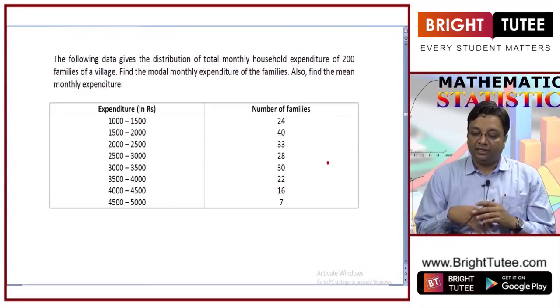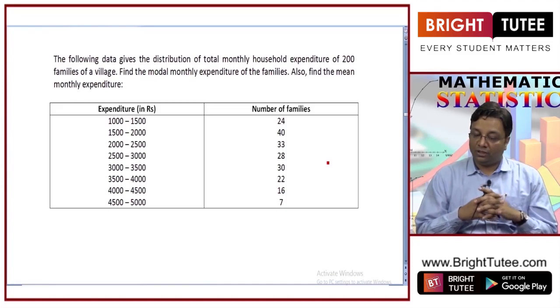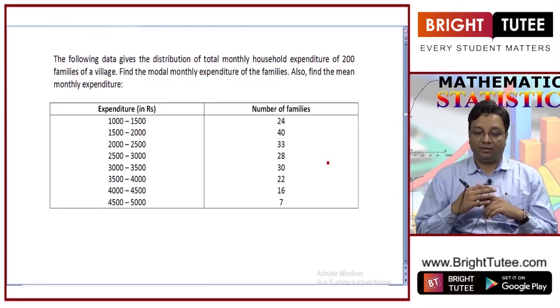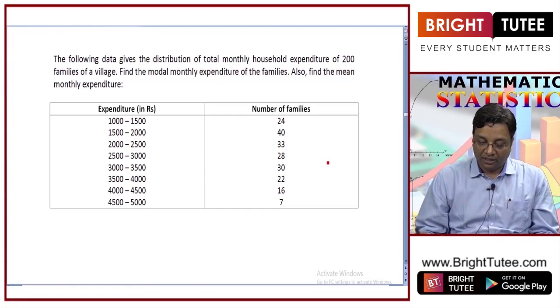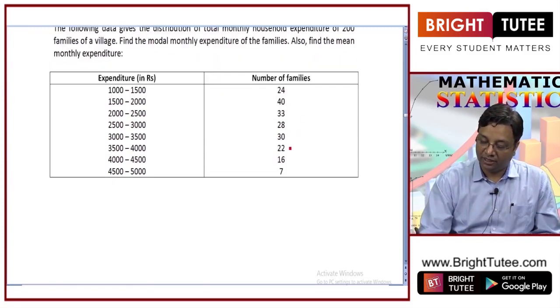The following data gives the distribution of total monthly household expenditure of 200 families of a village. We need to find the modal monthly expenditure of the families. Now, also find the mean monthly expenditure. So for the mode, let us look at the maximum frequency. It is 40, because this is the frequency.